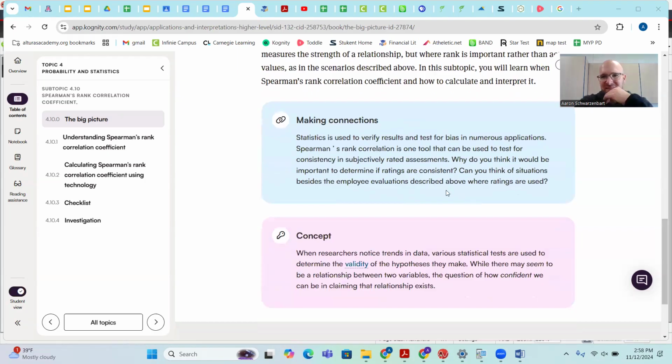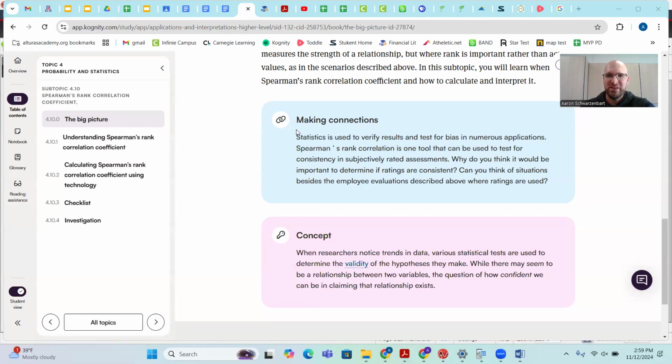Statistics is used to verify results and test for bias in numerous applications. Spearman's rank correlation is one tool that can be used to test consistency in subjectively rated assessments. They're using it to test consistency, especially in things that are subjective, because it's easy to rank things in order subjectively. It's sometimes harder to assign a numerical value to them.